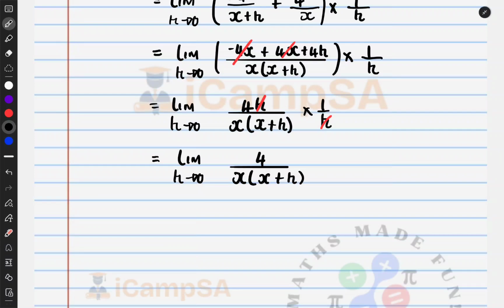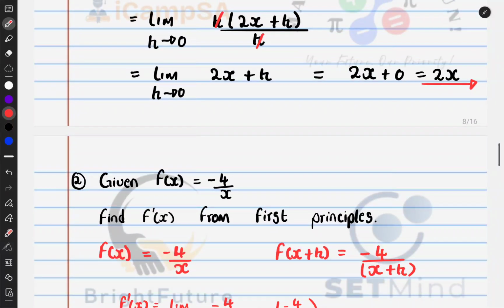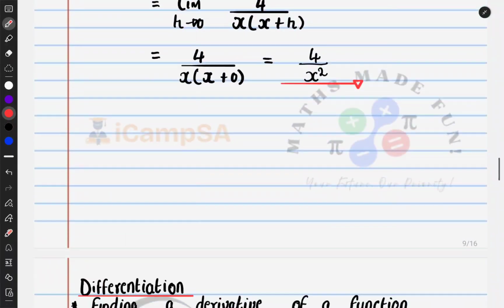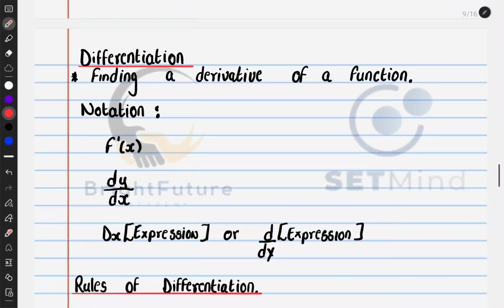We can basically substitute the h for 0. So therefore we're going to have 4 over x into x plus 0, which would be equal to 4 over x squared. And this is the derivative of the function negative 4 over x. Okay, that is that.